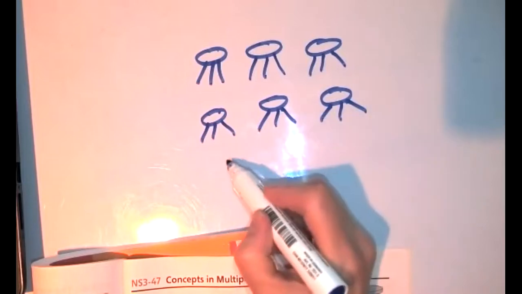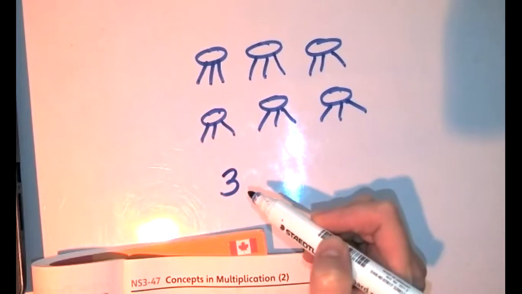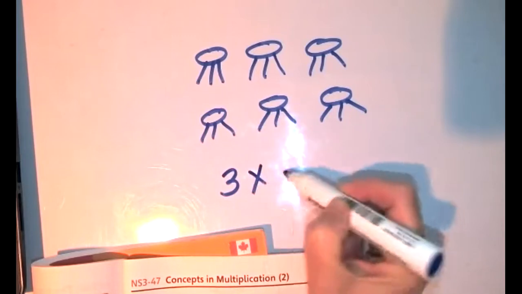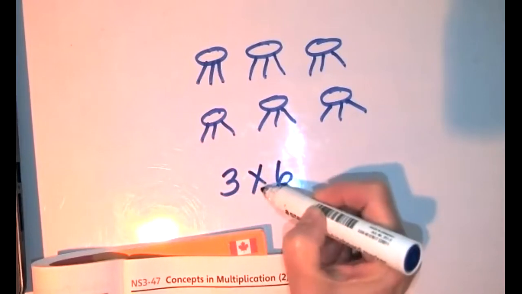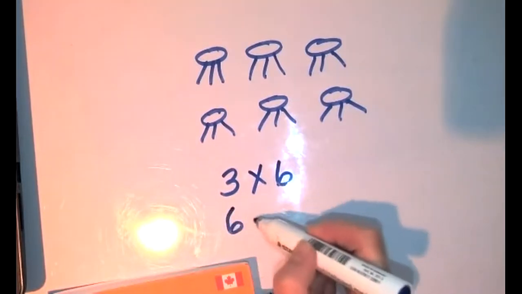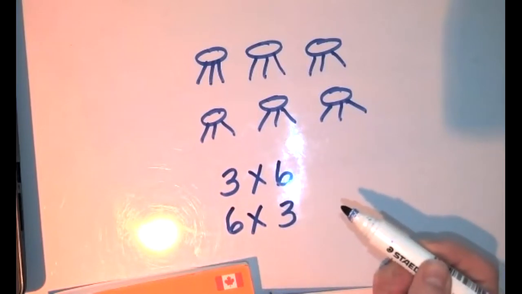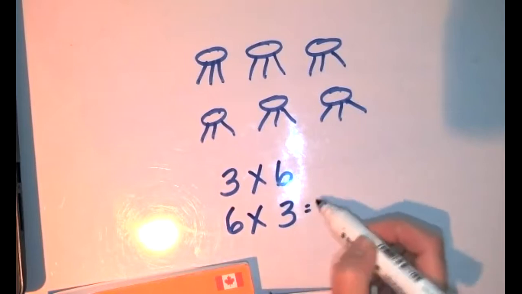We know now the multiplication would be 3 because there's 3 legs. And there's 6 stools, 3 times 6. Or I could say there's 6 stools and each stool has 3 legs. I can write it either way. It will give you the same answer.